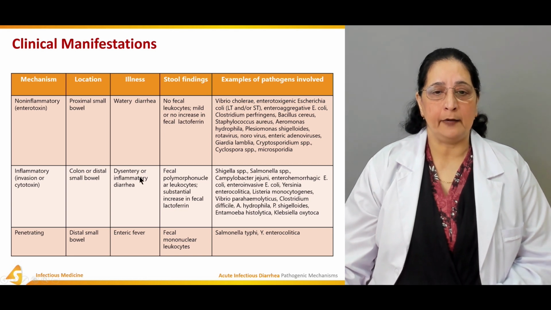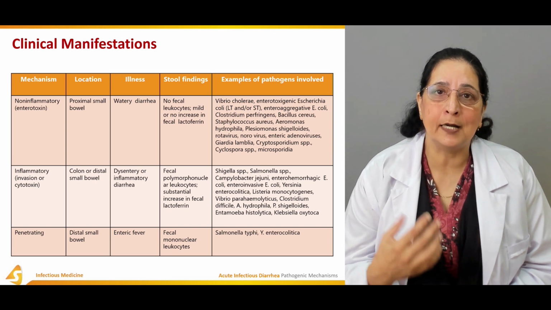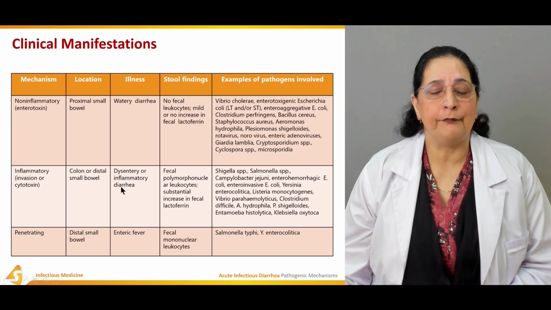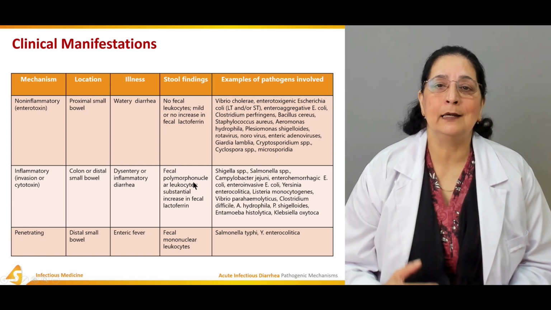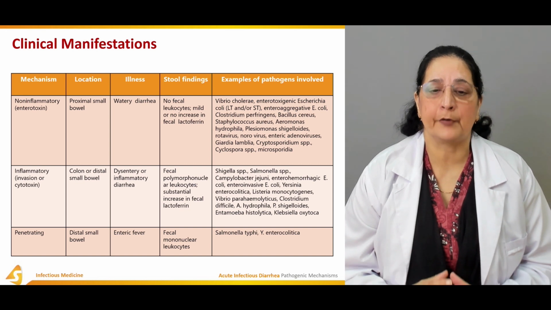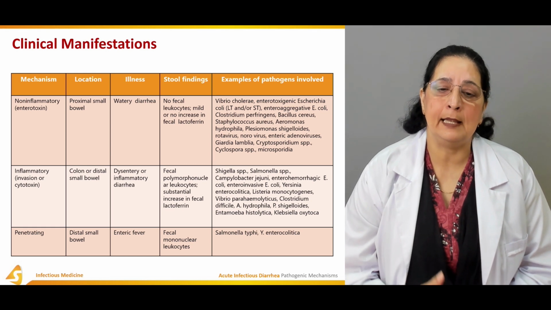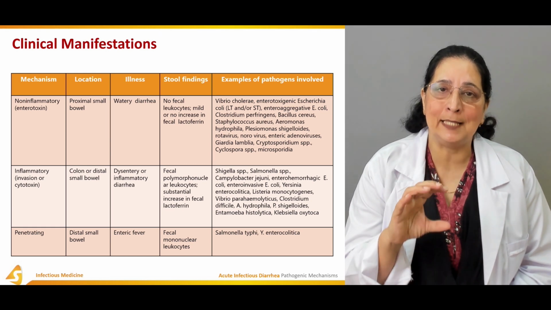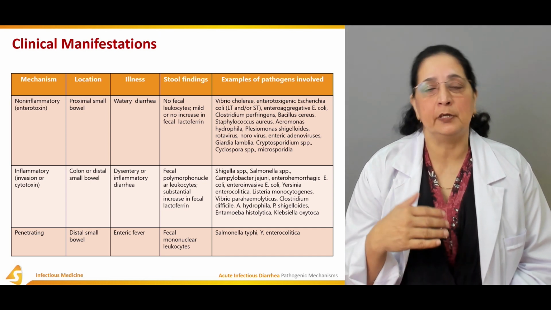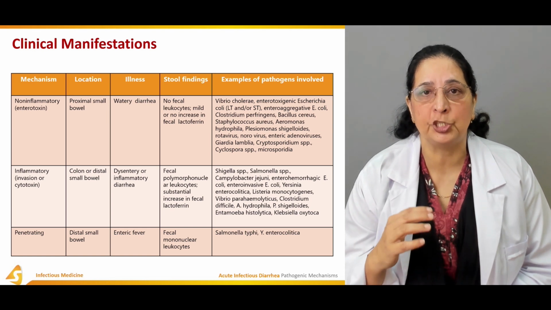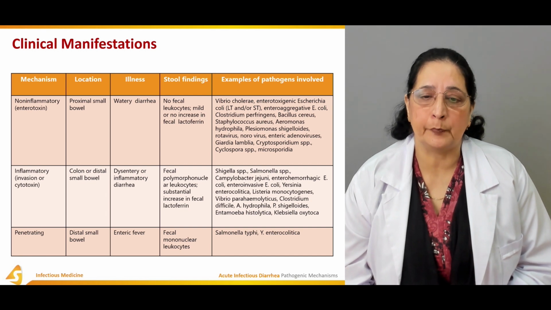The type of diarrhea is dysentery. The diarrhea with blood is dysentery, or inflammatory diarrhea. There are polymorphonuclear leukocytes, white blood cells, present in the stool, and a substantial increase in fecal lactoferrin. So now we can tell the difference between the non-inflammatory and inflammatory types very clearly by examination of the stool, by the type of diarrhea that is present.